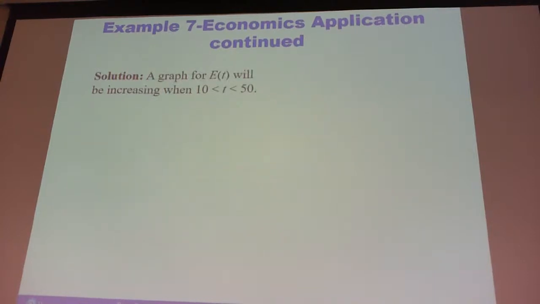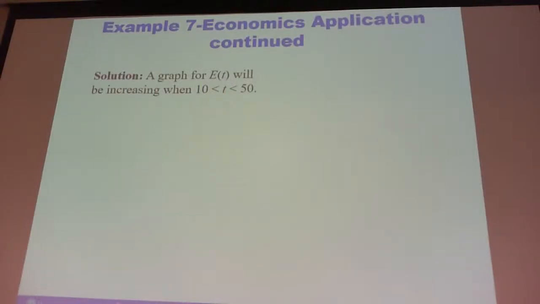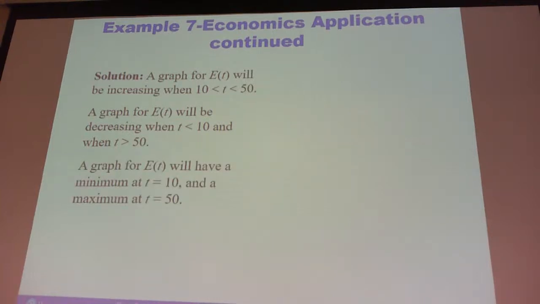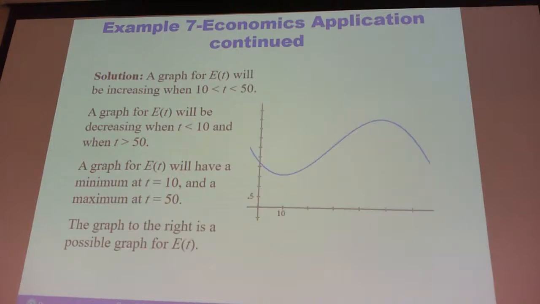So if I wanted to talk about what the original looks like, a graph of the original will be increasing from 10 to 50. A graph of the original will be decreasing when t is less than 10 and greater than 50. And it will have a minimum at 10 and a maximum at 50. So that is what the graph of the original would look like. This is kind of looking at it backwards. Okay? So, stopping there for a second. They like to throw in a lot of extra stuff.